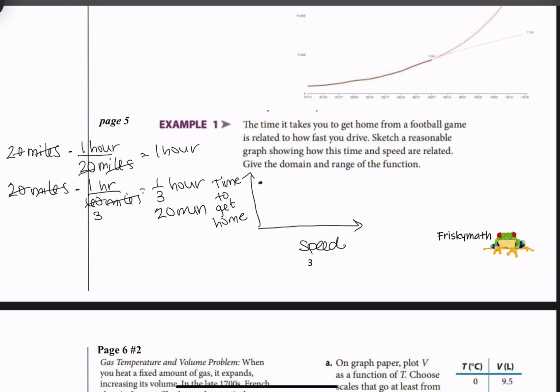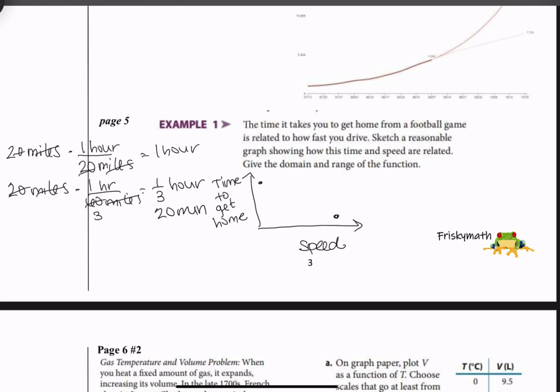All right, now, obviously, the faster I drive, the less amount of time it's going to take me to get home. Hopefully, I'm not speeding and getting a ticket. Okay, but that seems like a good point there. Okay, or maybe that's going to be my 20 minutes. I don't have any units along my axes, so it doesn't really matter where I put these.